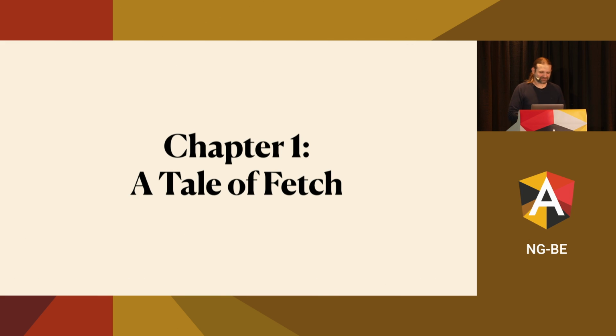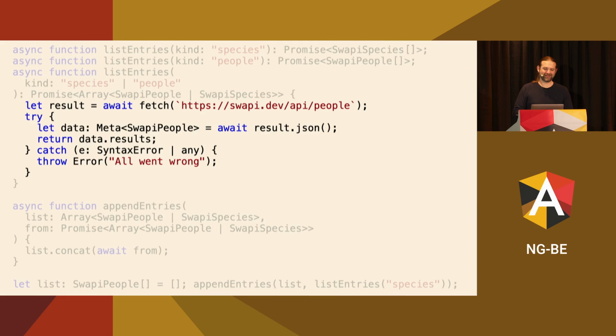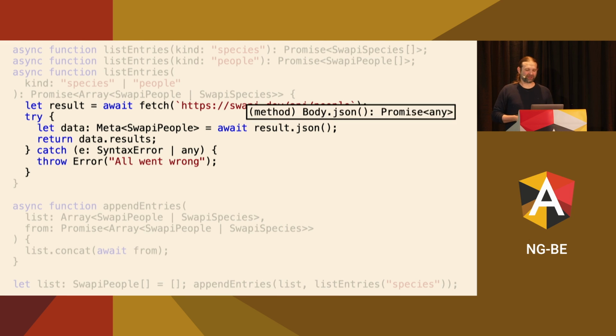Chapter 1, Hello Fetch. There is some damned lie hidden in this statement. I'm doing a type annotation here: let data: MetaSwappyPeople. I say that what comes back from result.json has to be of type MetaSwappyPeople. And this line only works because the json method from the interface Body returns any.